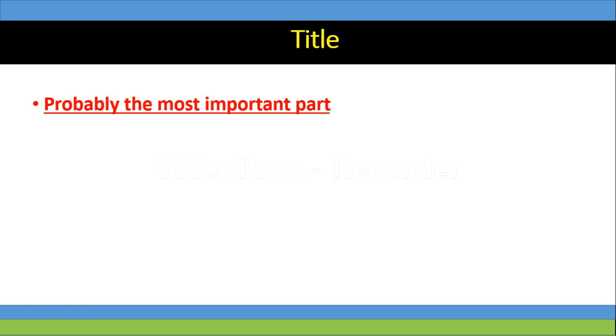Starting from the title. Please understand that the title is probably the most important part of any manuscript, not only a case report, but any manuscript. And unfortunately, this is the thing that most writers give the least importance. Title is just like a cover page. Honestly speaking, just pause for a moment and think, whenever you do a literature search, what is the first thing that you read?